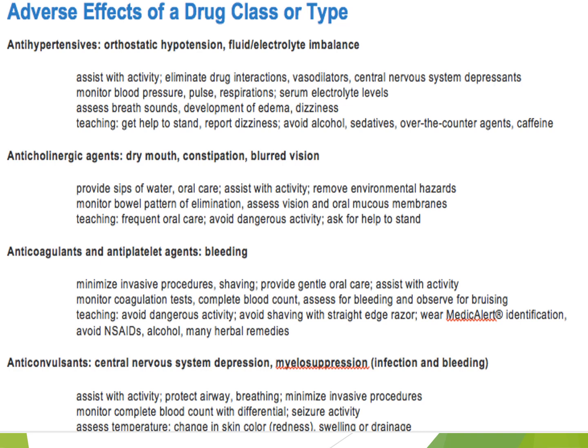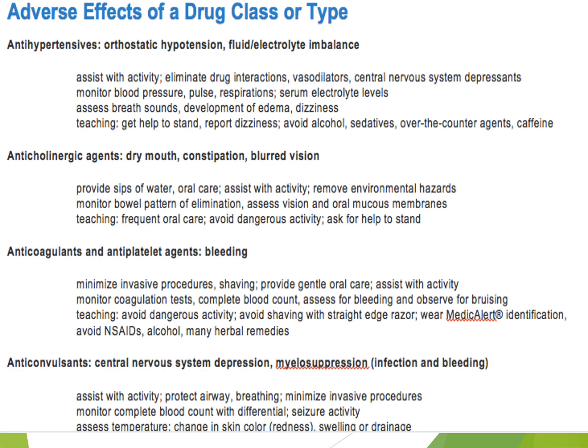and adverse effects, right? So with antihypertensives, I remember our ABCs are ACE inhibitors, beta blockers, and calcium channel blockers, for example, right? And our diuretics. ABCD: Assist with activity, eliminate drug interactions. Again, vasodilators, right? So they drop the blood pressure.